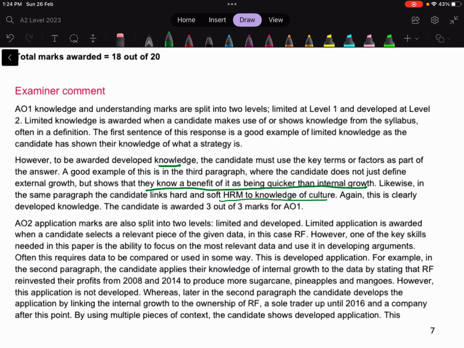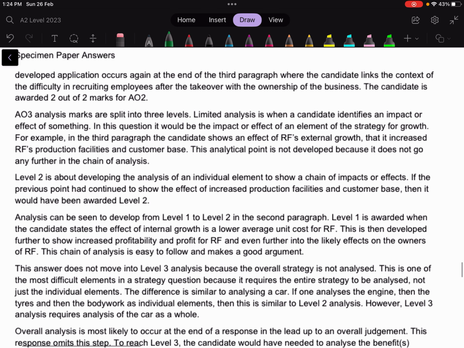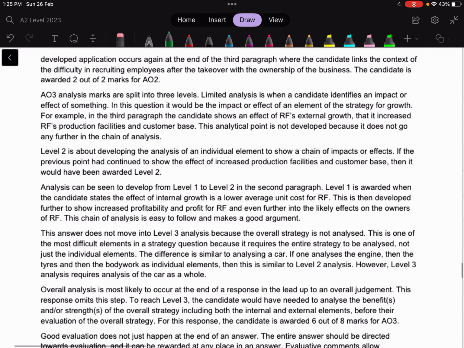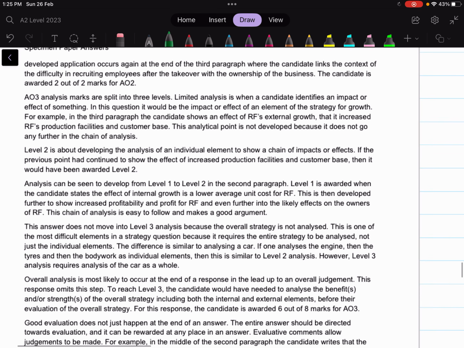So if you were to read these examiner comments, you'll understand that the marking that we have done is pretty much in line with what the examiner is going to expect from the candidate sitting for the paper 4 exam in the May-June 2023 attempt.